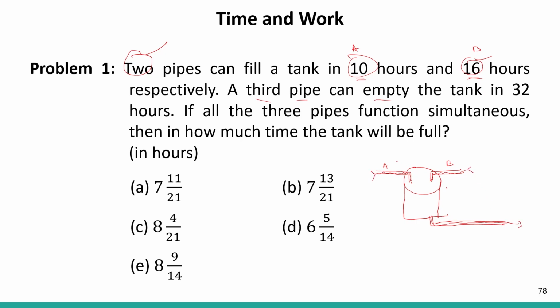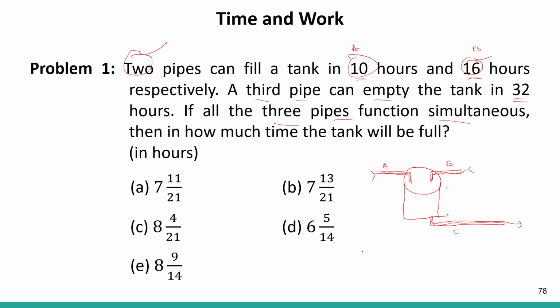Pipe A can individually fill the whole tank in 10 hours, and pipe B can fill the whole tank in 16 hours. Individually, pipe C, let this be pipe C, can empty the tank in 32 hours. If all three pipes function simultaneously, how much time will the tank take to be full? This is a typical time and work problem.